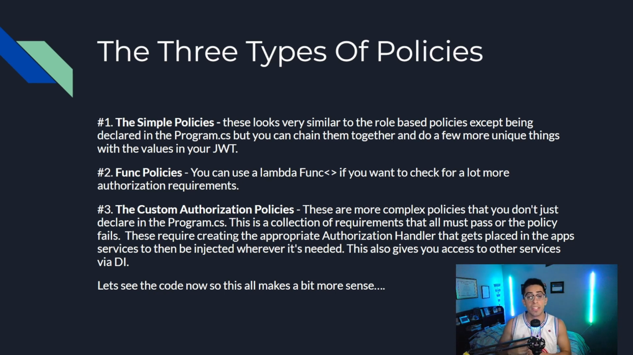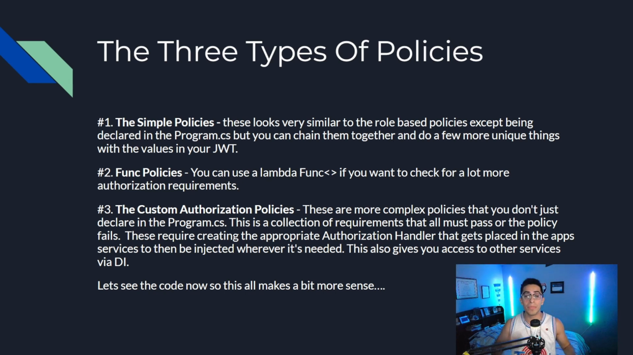Number two is going to be the function policies. These are Lambda functions, and you can check with a little bit more logic whatever requirements that you need. And here you can actually use ands or ors, so you can check, does this have this and this? And if not, you can check or this. So you can use a little bit more logic in these functions. And like I said, we'll see in the example.